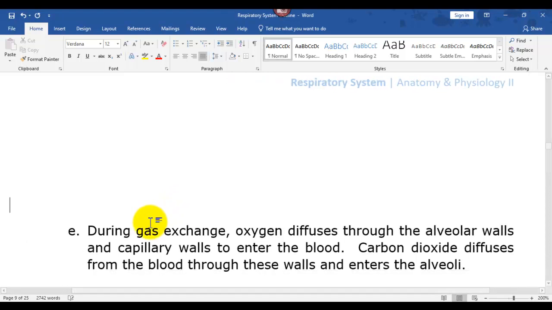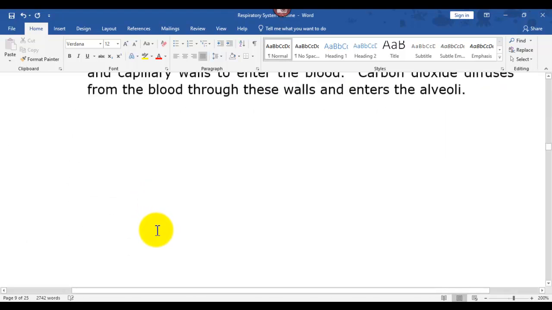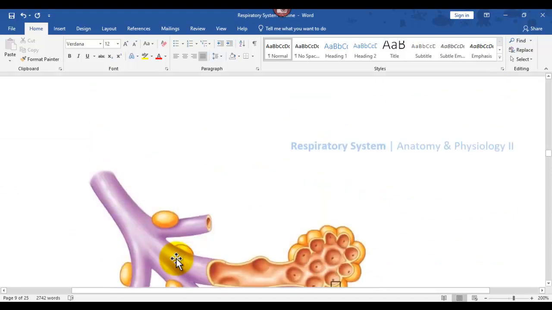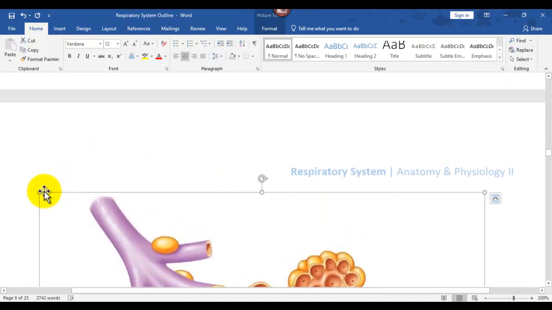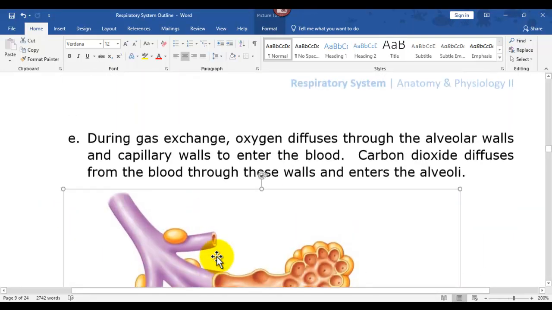Me and this respiratory outline are not getting along very well today. That's just another picture. There we go.